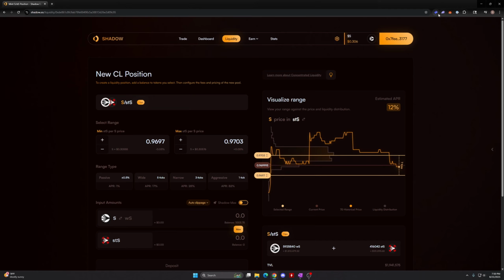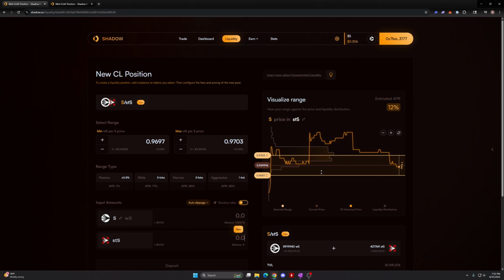So, like I said, I do have 1,000 Sonic, but as I explained earlier, this is a Sonic Stake Sonic pool. We need some sort of a ratio or balance between the two. That balance is going to be dictated by how you set your range up. I'm going to give you guys a 30-second, or let's say 15-second, rundown of what I do.